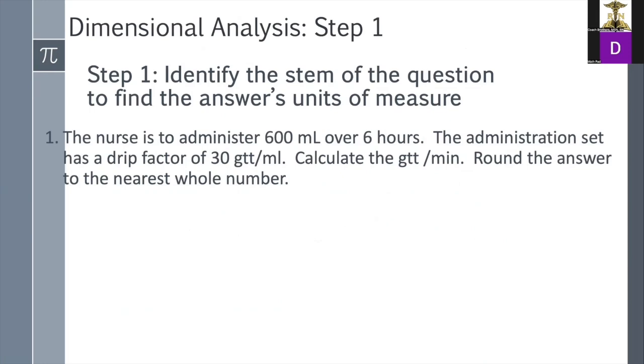The question says the nurse is to administer 600 milliliters over 6 hours. The administration set has a drip factor of 30 drops per milliliter. Calculate the drops per minute. We're going to round the answer to the nearest whole number.